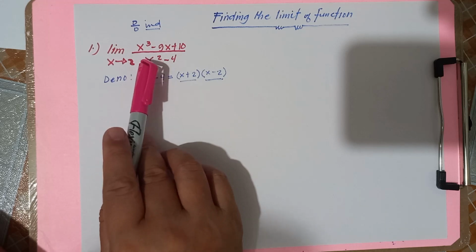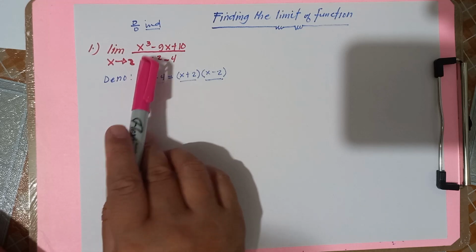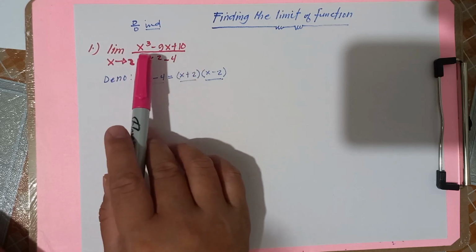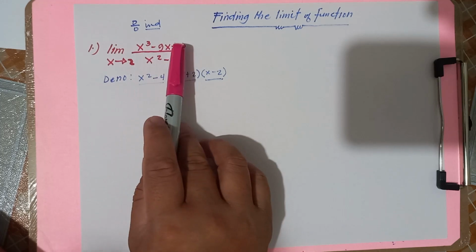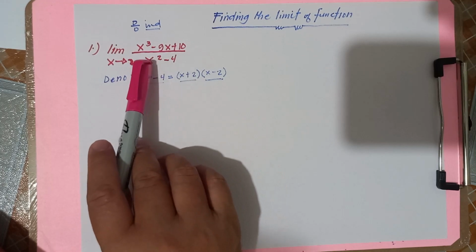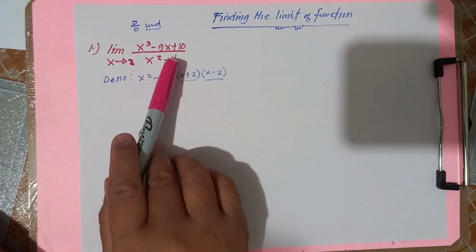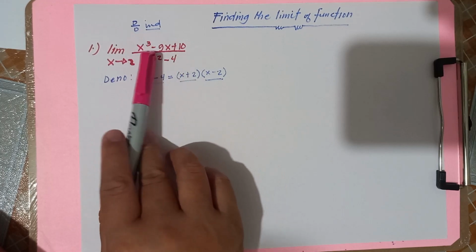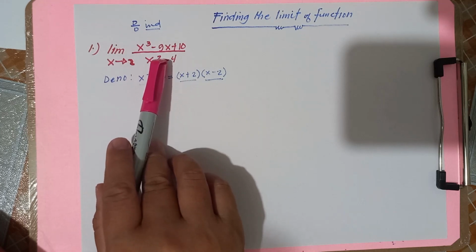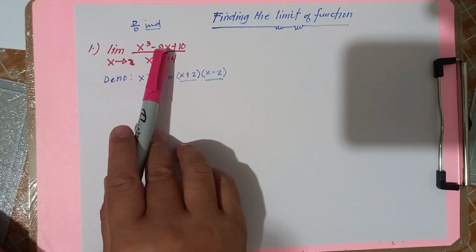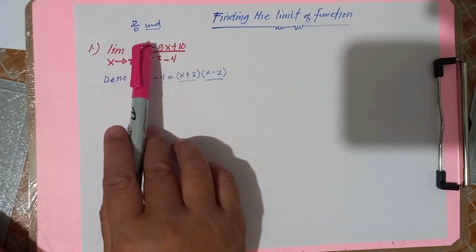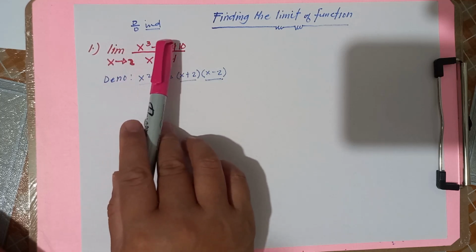The next method that we might be using is to reduce this rational function. How? We get the factors of the numerator and of course the factors of the denominator. If there are common factors, that's the time we cancel them out. But the problem here is how do we get the factors of the numerator, assuming that you do not know the sum and difference of a cube.